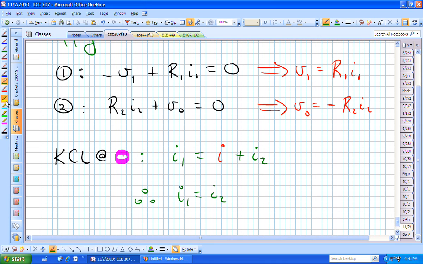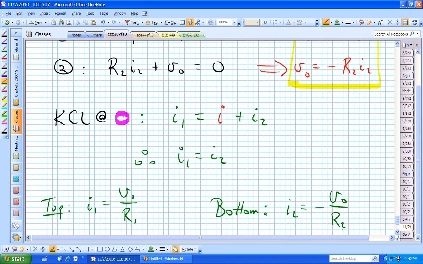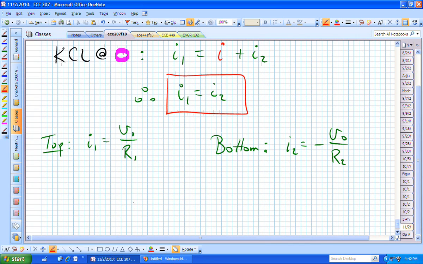So let's now take these guys. Those relationships are true. Those are valid. Let's solve those for I1 and I2 and then set those equal to each other. From the top equation, we have I1 is equal to V1 over R1. And from the bottom relationship, we have I2 is equal to minus V0 over R2. Did I do the right algebra? Now, from my KCL equation, I now know that V1 over R1 must equal minus V0 over R2. That's what I'm going to write down. So now I have V1 over R1 is equal to minus V0 over R2.